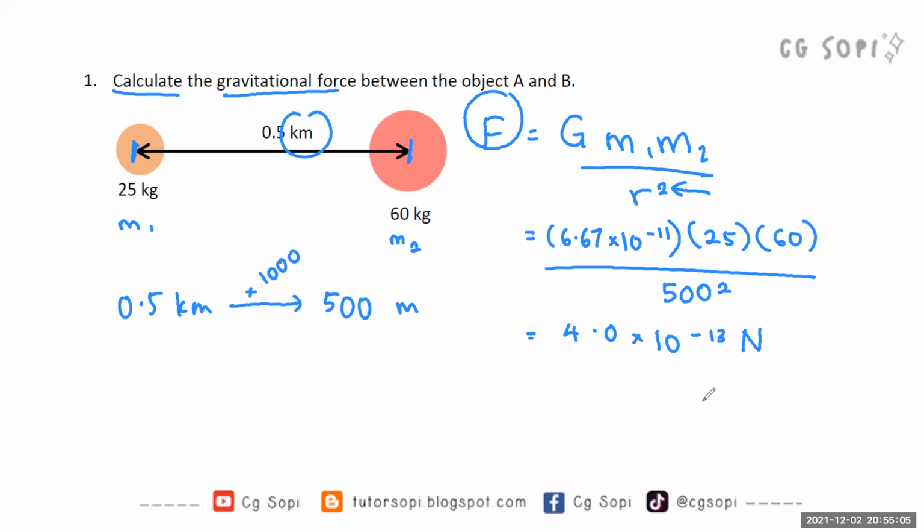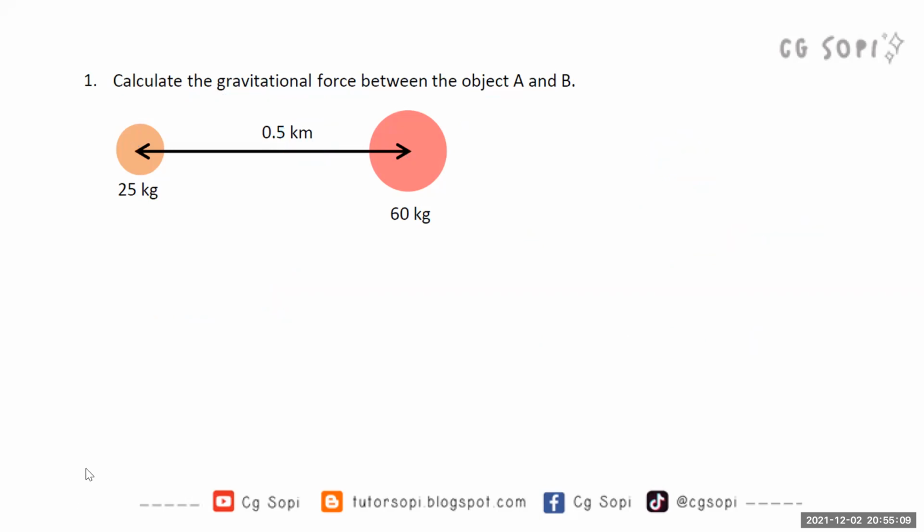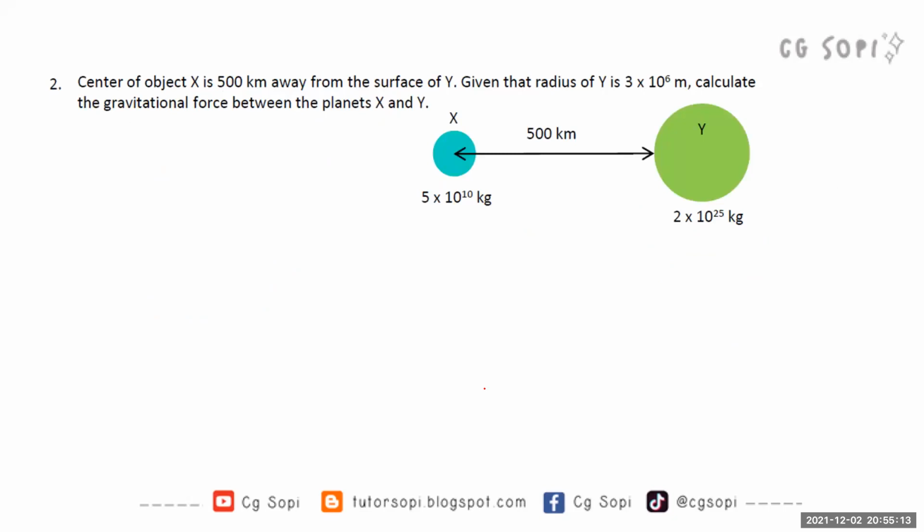Okay, so now let's try another one. Now the center of object X is 500 kilometer away from the surface of Y. This is interesting. Why? Because given that, this is the center. But 500 kilometer away is from the surface. Remember, if we are using the formula G m1 m2 over r squared, you have to make sure the r value is between the two centers. So this is the center of Y. So you cannot use 500 kilometer because 500 is not from center to center. So this is the total distance. This should be your r value. Always from center to center.